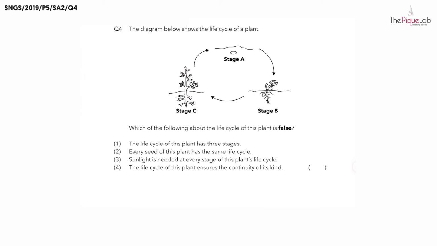Question 4. The diagram below shows the life cycle of a plant. Let's begin by labeling those stages A, B, and C. We'll start with stage A. Stage A is the seed. What is stage B? Stage B is the seedling.